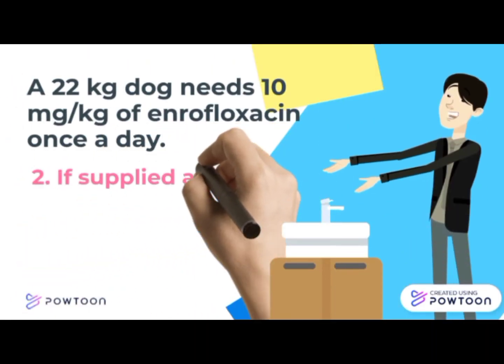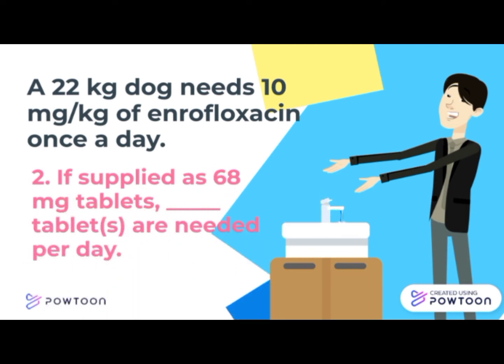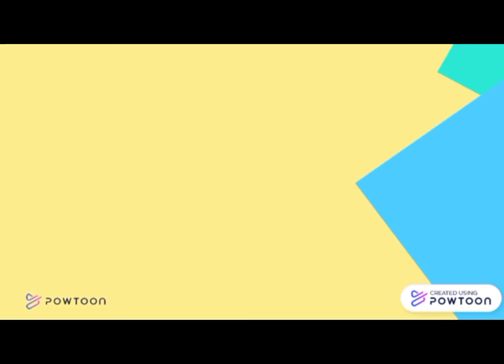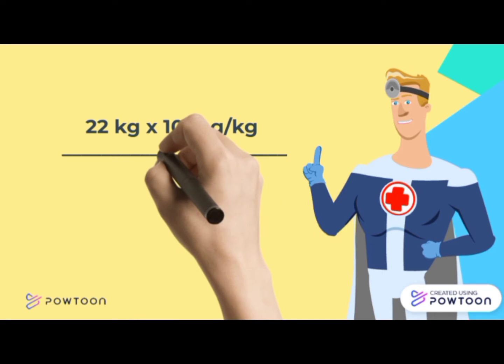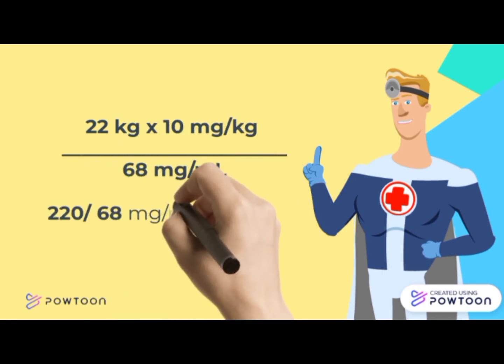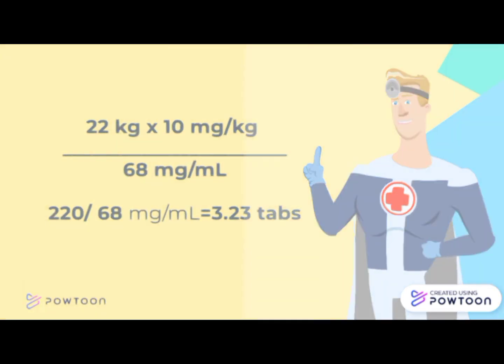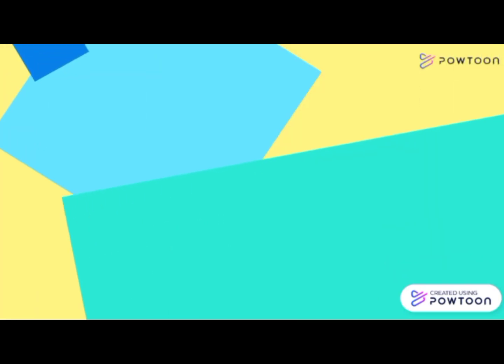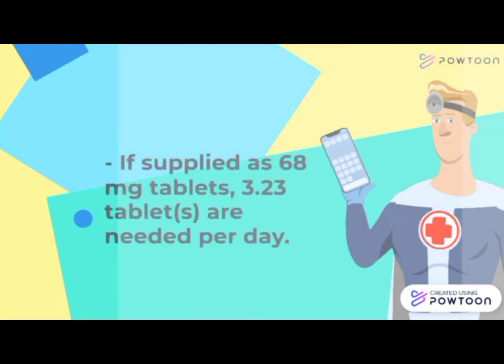With the same weight and dosage given on the first case, how many tablets are needed per day if supplied as 68 mg tablets? 22 kg multiplied by 10 mg per kilogram, which is 220, divided by 68 mg per milliliter results to 3.23. Therefore, if supplied as 68 mg tablets, 3.23 tablets are needed per day.